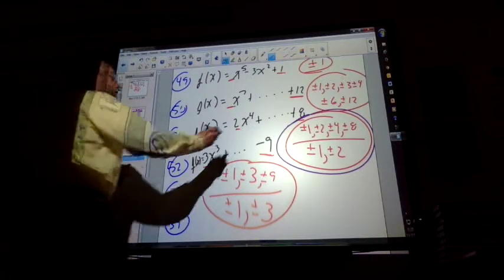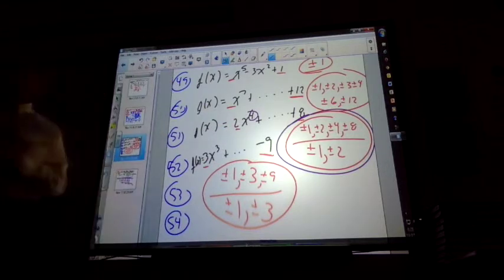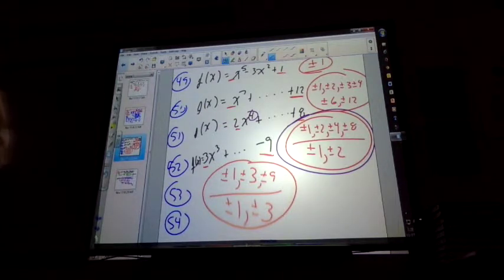Meaning, this is raised to the 4th power. So the possibility is you will have 4 solutions to the problem. Now, you could have a solution that happens multiple times. You could have a solution that becomes complex, meaning it's imaginary.